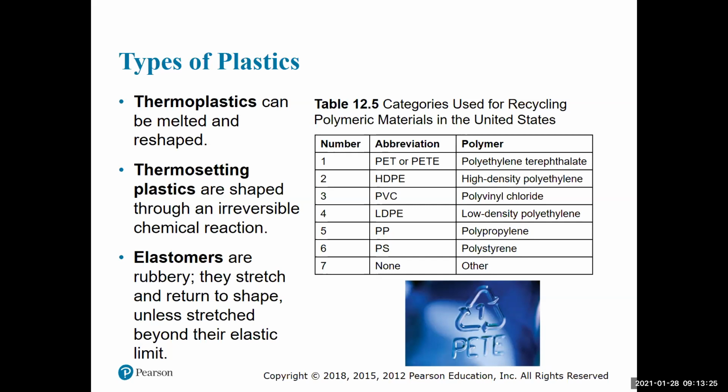So there's different types of plastics. There's thermoplastics, and these are ones that can be melted and reshaped. When you thermoset something, it's usually an irreversible chemical reaction. So you do the reaction, you get the property you want, and that's pretty much it. But there's another thing called elastomers, and you can usually tell if it's an elastomer because it tends to be rubbery. You can bend them and stretch them and things like that.